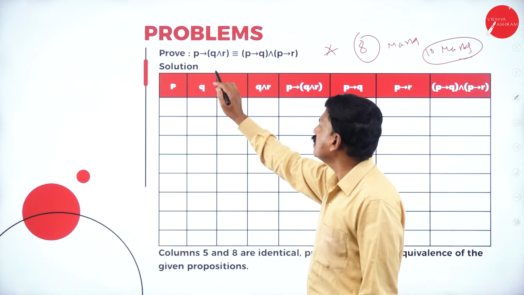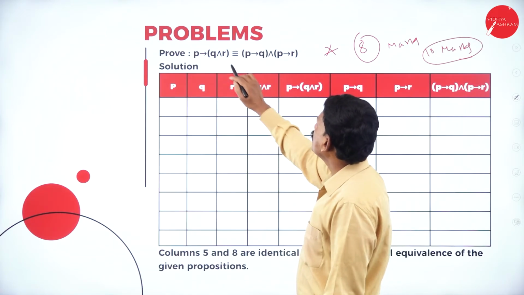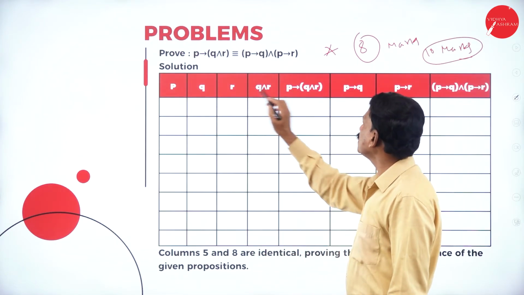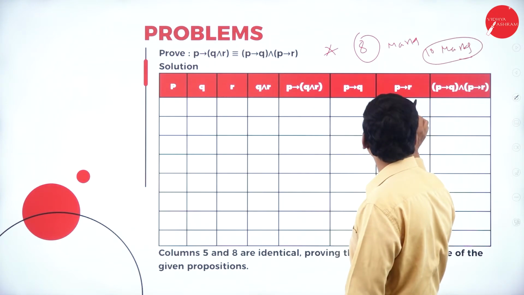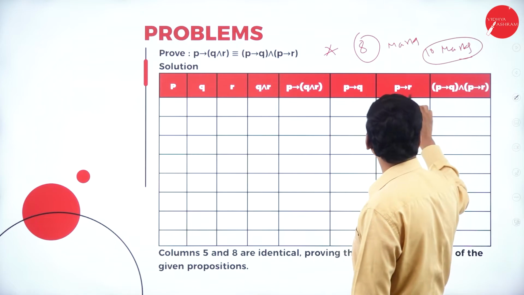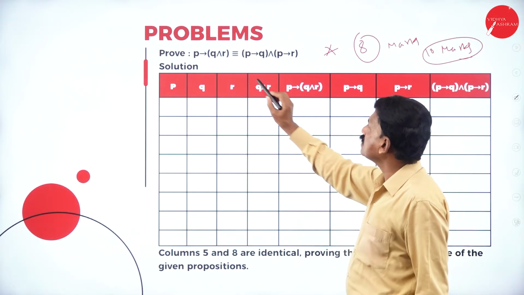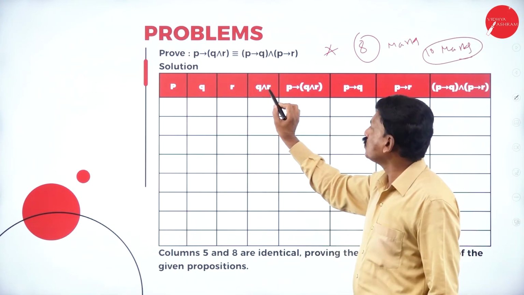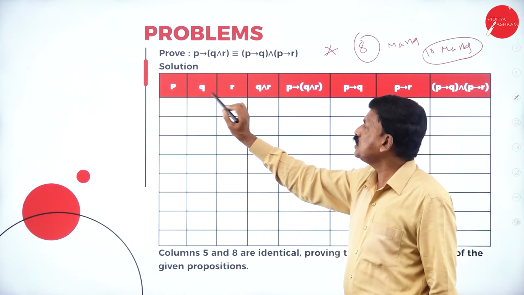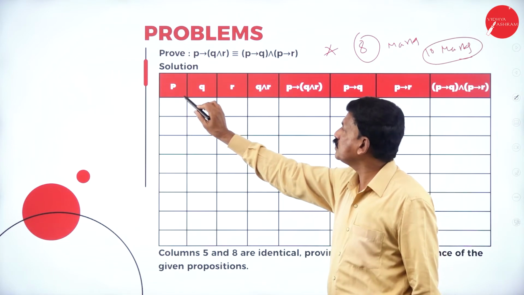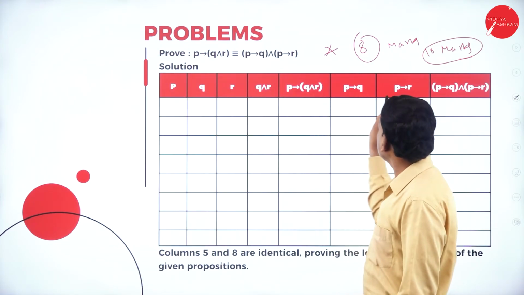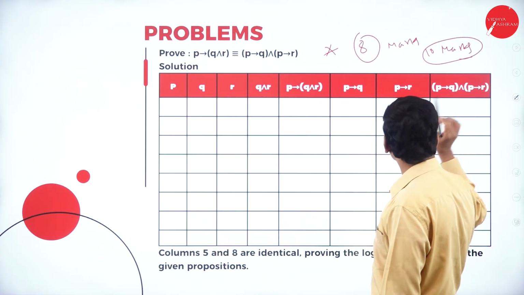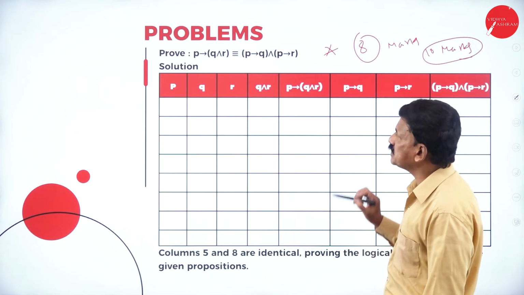So, let us split the table. First, write P, Q, R, then Q conjunction R, then P conditional to Q conjunction R, the first part. Second, P conditional to Q, again P conditional to R, then the conjunction between P conditional to Q and P conditional to R. Very simple. How to split? First, P, Q, R, then write Q conjunction R. Then the conditional between P and Q conjunction R, then P conditional to Q and P conditional to R, then the conjunction between them. That's it, okay, all conjunction and conditional.